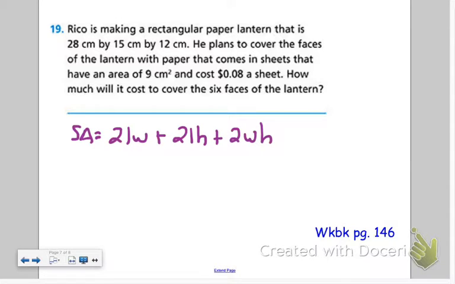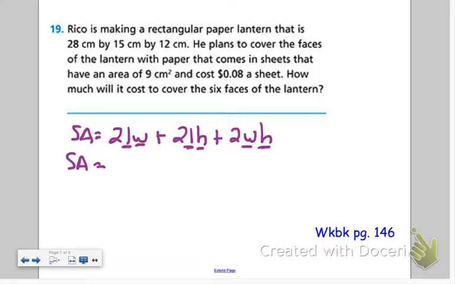Now it says 28 centimeters by 15 centimeters by 12 centimeters. You're probably thinking, well, which one's the length? Which one's the width? Which one's the height? Honestly, it really doesn't matter in the formula, as long as each number shows up twice. Do you see how length is in there 2 times? Width is in there 2 times? Height is in there 2 times? But you're just changing the combos, length with the width, then length with the height, width with the height. So it doesn't matter what number you put where.